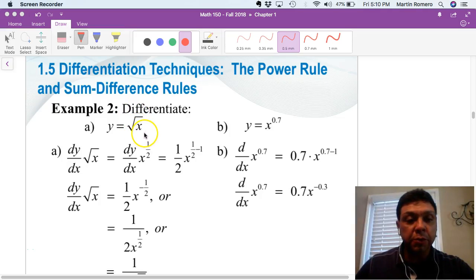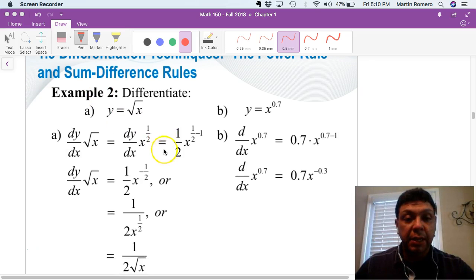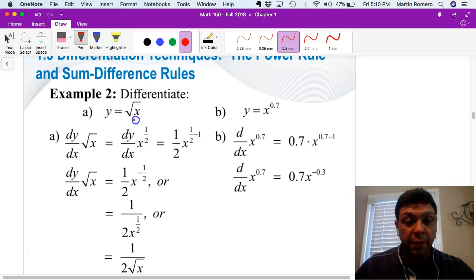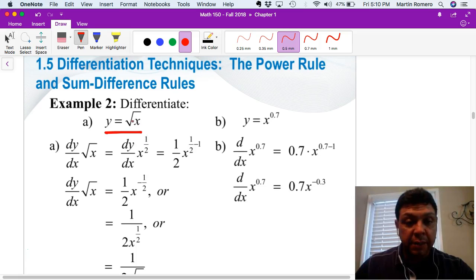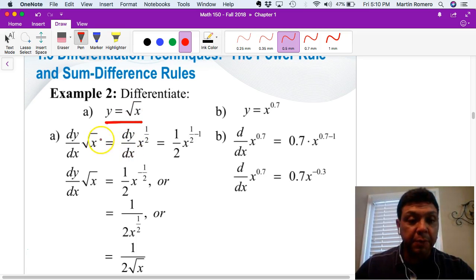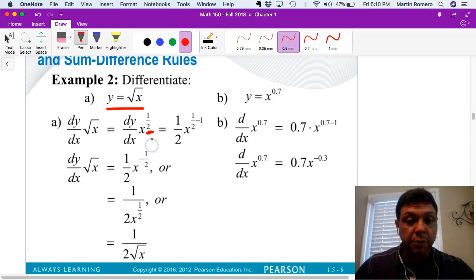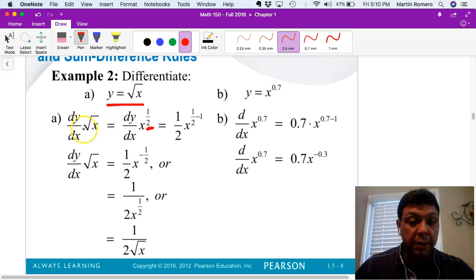Here's part two of our videos on finding derivatives using the power rule, and now we're going to add the sum and differences as well. But let's take a look at another example here. We have y equals square root of x. In this case, what we need to remember is that square root of x can also be seen as x to the 1/2. As we look at this example, we're taking the derivative of x to the 1/2.